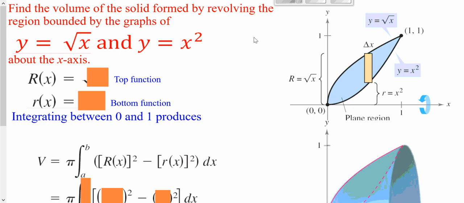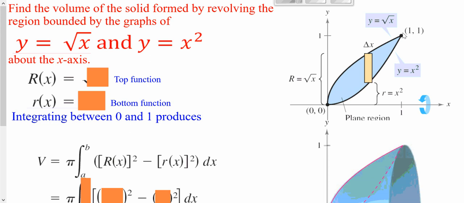So for the most part, if we take this right here, we're going to have our square root function, which is our sideways parabola right here, and our squaring function, which is your normal parabola right here, and we're revolving these around the x-axis. Now, if you look at the shape bound between those, we can see that it crosses at 0, 0 and at 1, 1.